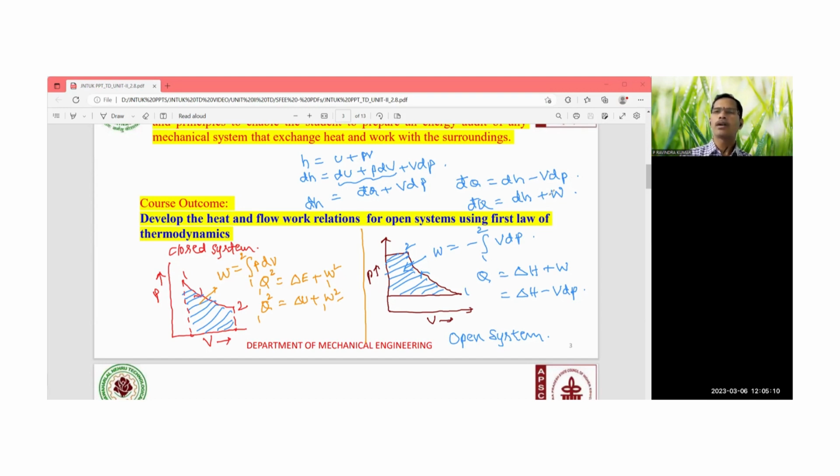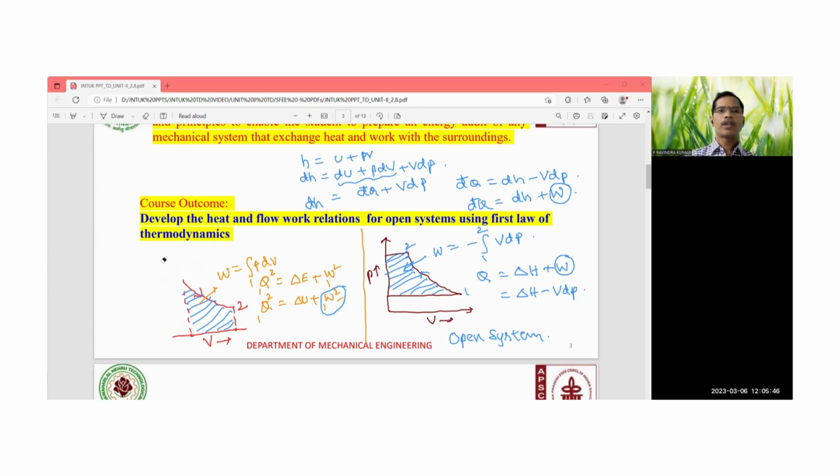We can also write this in terms of work transfer. This work is the flow work, and this work is the non-flow work, and this work is the flow work. Now the time has come to build up the relations for flow work. This is how you have to apply these relations in order to build up the heat transfer and work transfer relations.